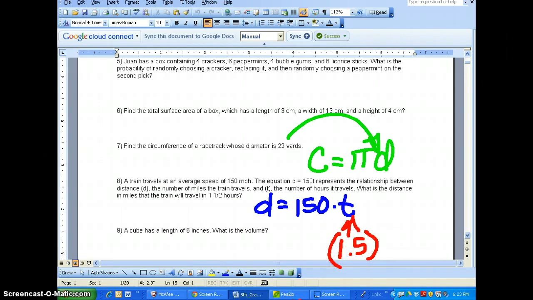That's a pretty simple question. Just substitute 1.5 hours for T, multiply, and you have your distance. Don't forget to include your units.